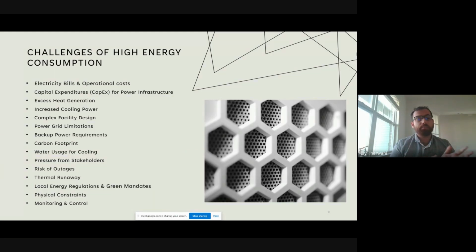Monitoring and then controlling mechanisms, so that when you know it's being heated so much, how do you control it to cool it off? Do you have those mechanisms in place? So these are all challenges whenever you have high energy consumption, right? And some of them can be pretty nasty to deal with.